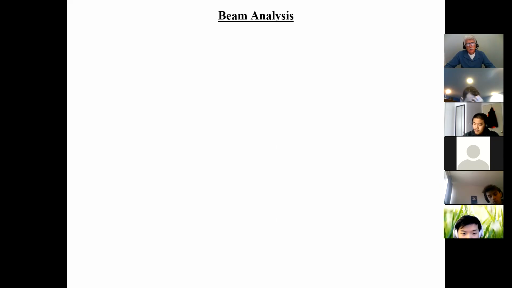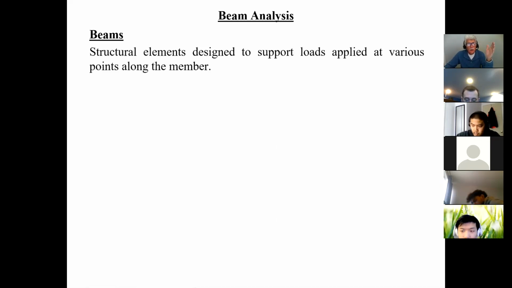Okay. Now, basically, people ask me, what's a beam? Well, here's a textbook definition of a beam: a structural element designed to support loads applied at various points along the member. That's a textbook definition of what a beam is. In other words, it is a structural element carrying a load, okay? And it can be a distributed load, it can be a concentrated load, it can be a moment, whatever it is, it's carrying a load.